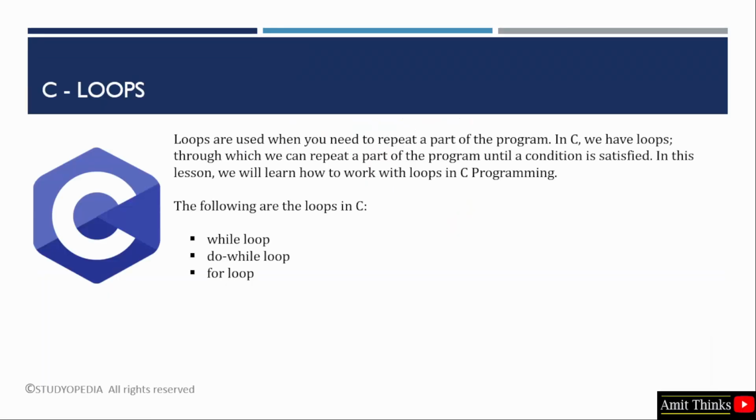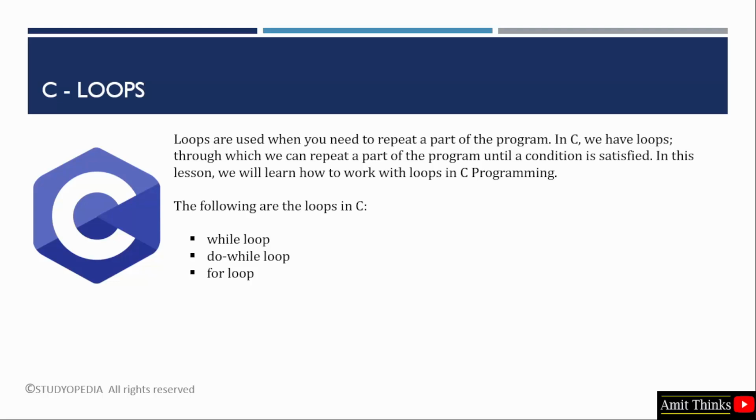Loops are fundamental constructs in C that allow you to execute a block of code repeatedly. So if you want to repeat a part of the program, instead of repeating it again and again, use a loop. Repeating a part of the program until a condition is satisfied is what you can call a loop.